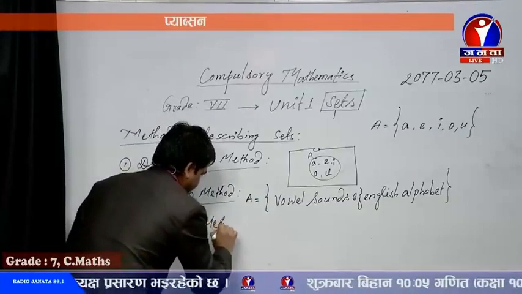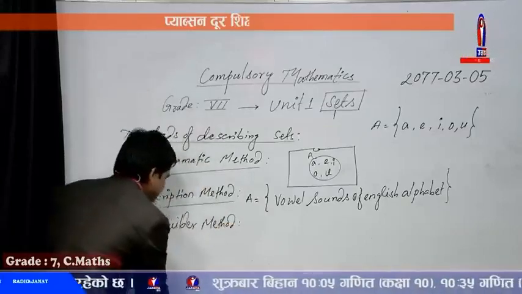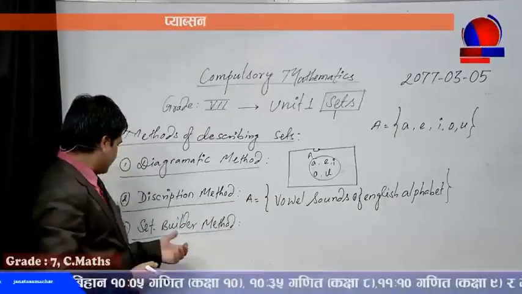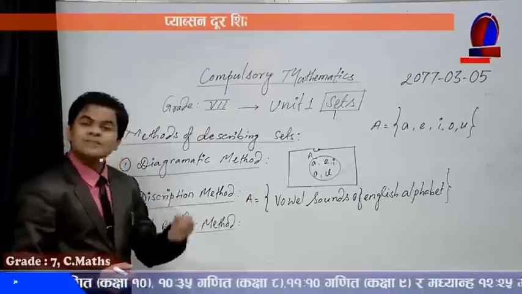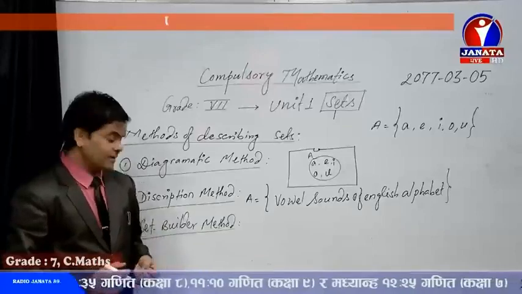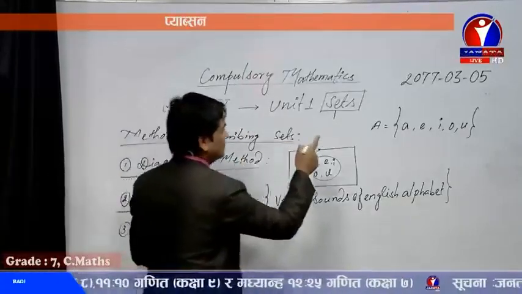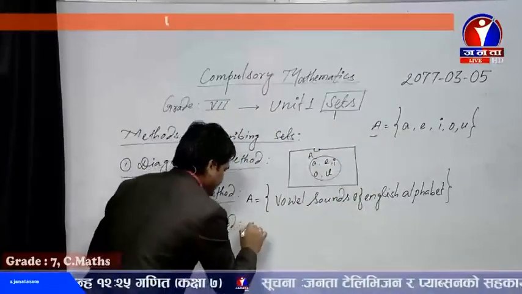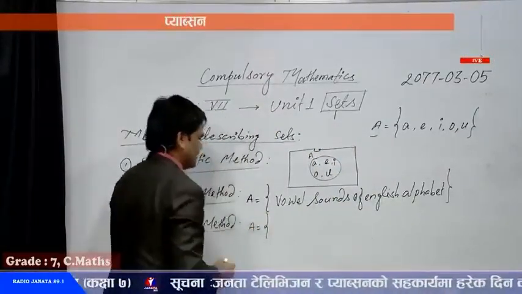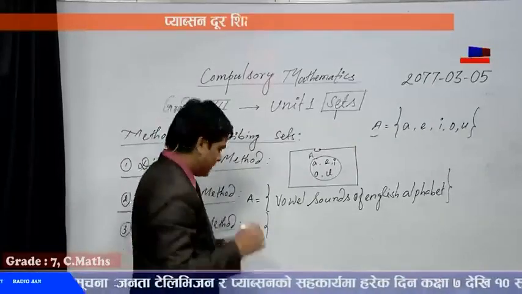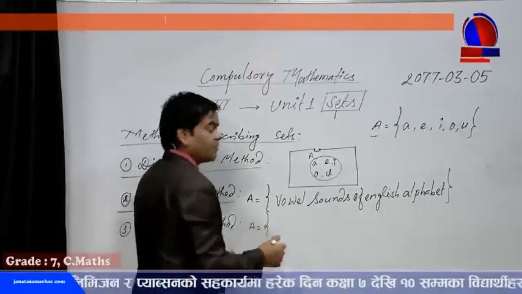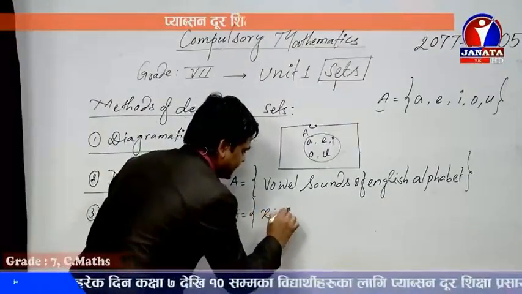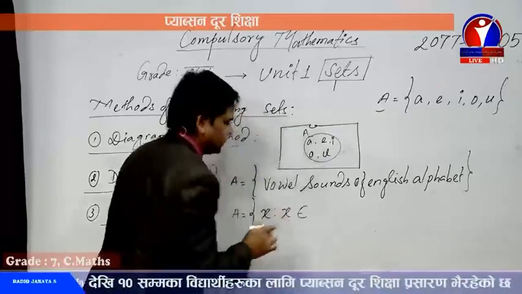Set builder method. As per this method, we need to use a source sign and then one variable. For example, if we need to define the same set once again, we write it in this way. You can use any variables, maybe x, y, z, or other similar variable, x such that x belongs to, this is the belongs to sign.